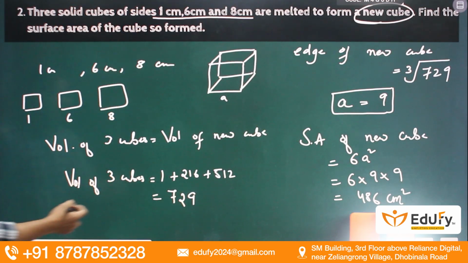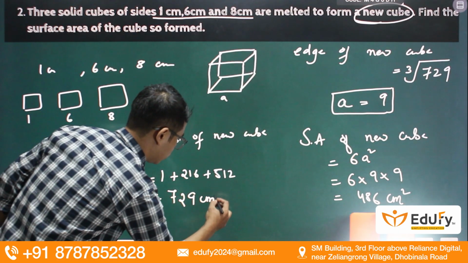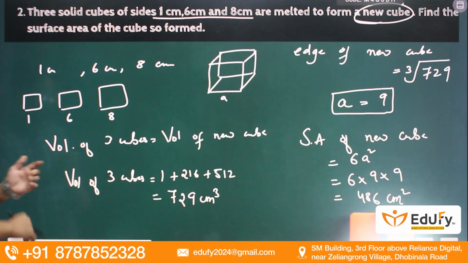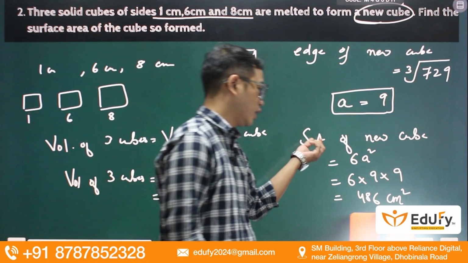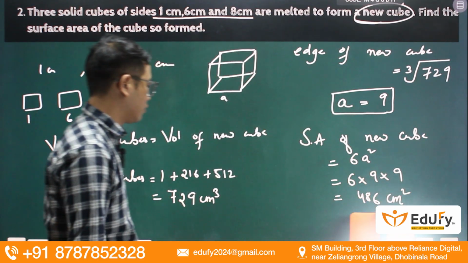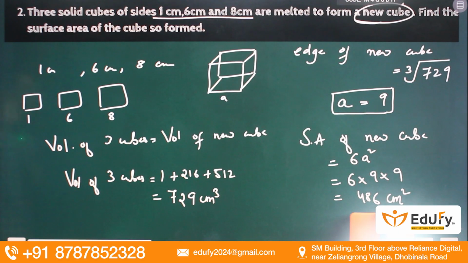Volumes will be in cubes. When you're doing this, it should be cube. This is a volume, so we always have cube there. But if it is surface area, or area, it should be square. Okay, so always keep that in mind. So this is the answer for this question.